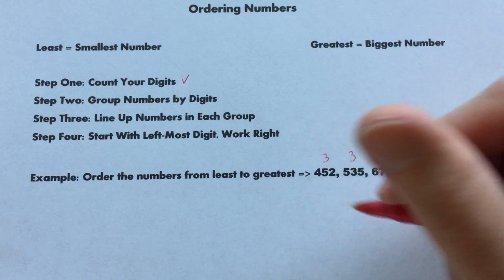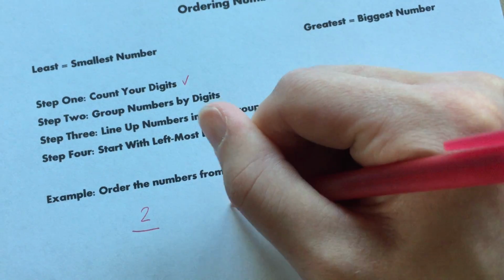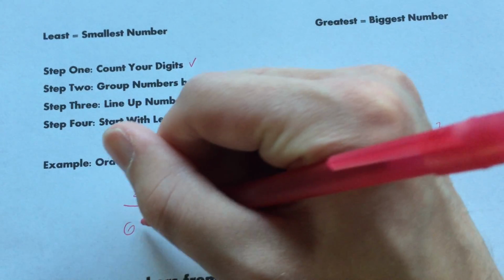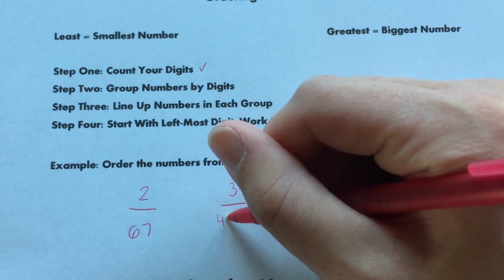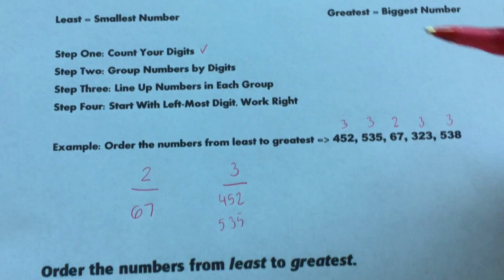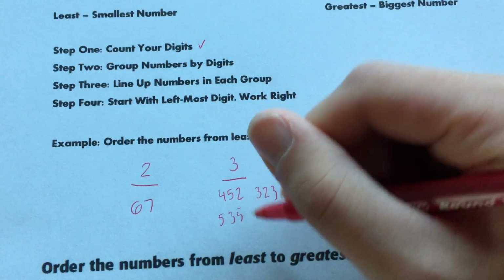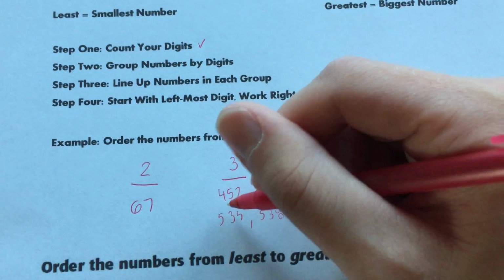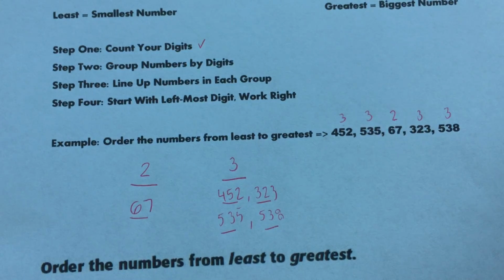So let's do that. Let's go our groups of 2 and our groups of 3. 2-digit numbers is just 67. That's all we got. Just 67. And our 3-digit numbers, we have 452, 535, 323, and 538. Okay? That's just what we're starting off with. And I'll put a comma in there. We got 4 individual numbers that have 3, only one that has 2.